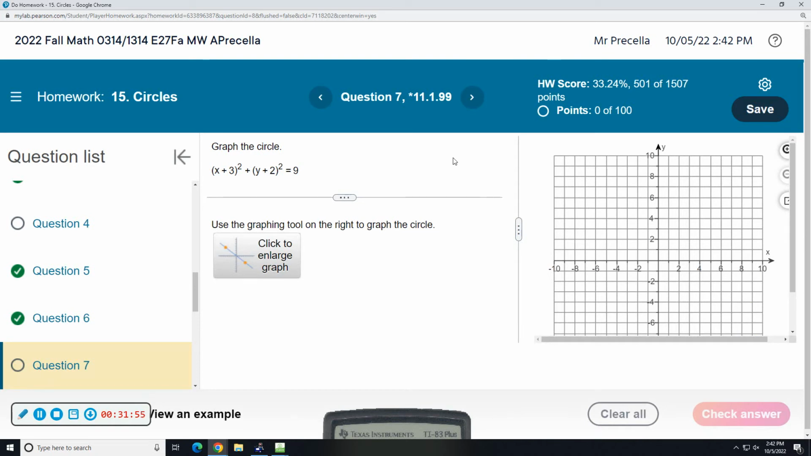Number 7, let me write it down. (x + 3)² + (y + 2)² = 9. This is in center radius form. Squared stuff plus squared stuff equals a number. So we can just look there and determine the center.